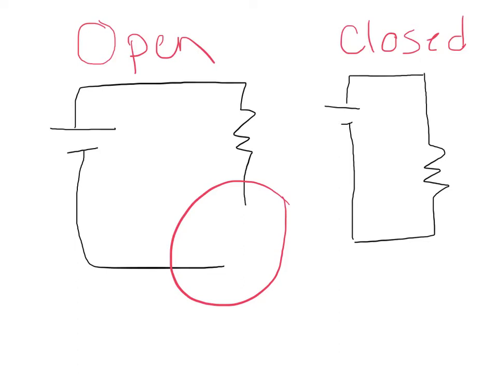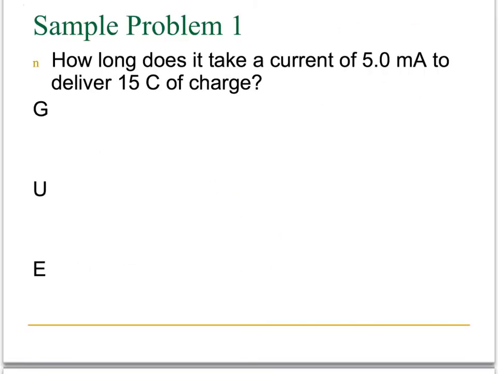If we go back to our oil pipeline analogy, we can think of the open circuit as a broken pipeline. Somewhere there's a hole in it and oil is getting out of that pipeline because it's open. Let's try a few sample problems.